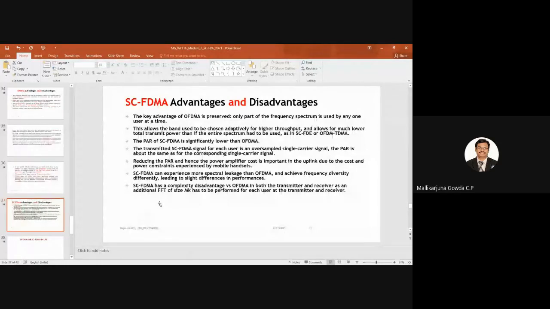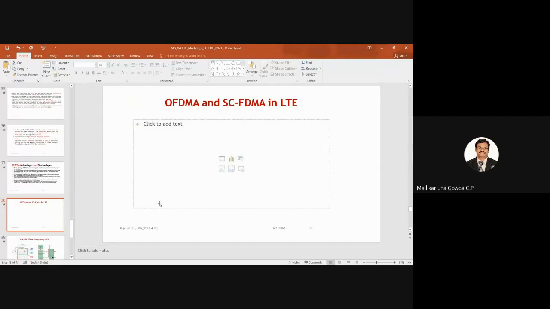Okay, so let me see how OFDMA and SC-FDMA are used in LTE. We already discussed this. OFDMA is used in LTE for downlink transmission, and SC-FDMA is used in LTE for uplink transmission. I hope that point is clear. Yes, my dear students, OFDMA is preferred for what and SC-FDMA is used where? Hello? Yes, sir. I want to repeat once again, though I have not written it on the slide: OFDMA is used in LTE for downlink transmission, SC-FDMA is used in LTE for uplink transmission.